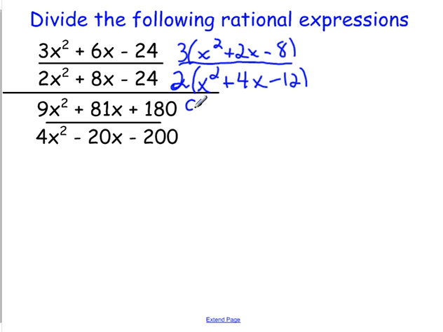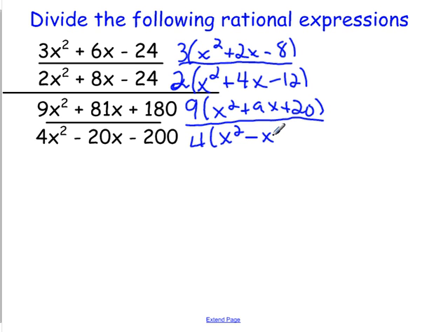And then same thing on the bottom here. They're all multiples of 9. So we're going to get x squared plus 9x plus 20. And then down here, they're all multiples of 4. So it's going to be x squared minus 5x. Oops, I missed the 5 there. Minus 50. Okay, so let's factor each of these. I don't have enough room here, so we'll do that down below.